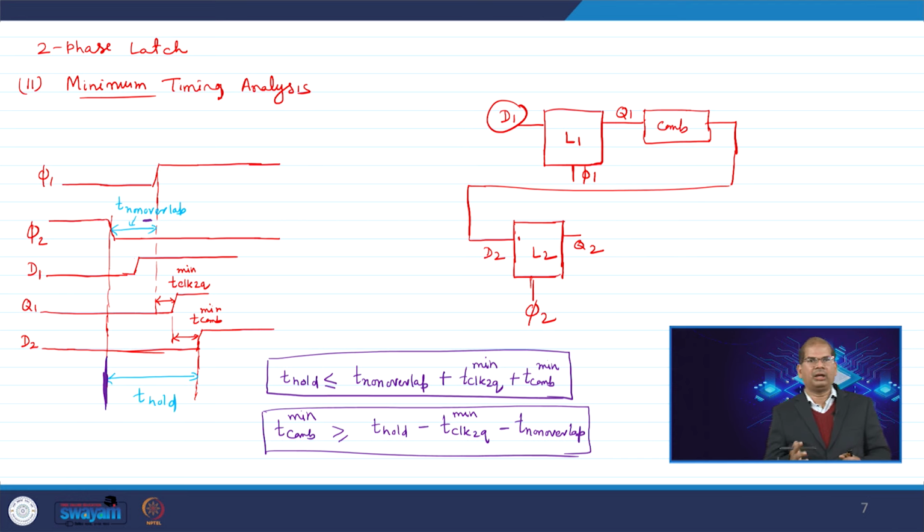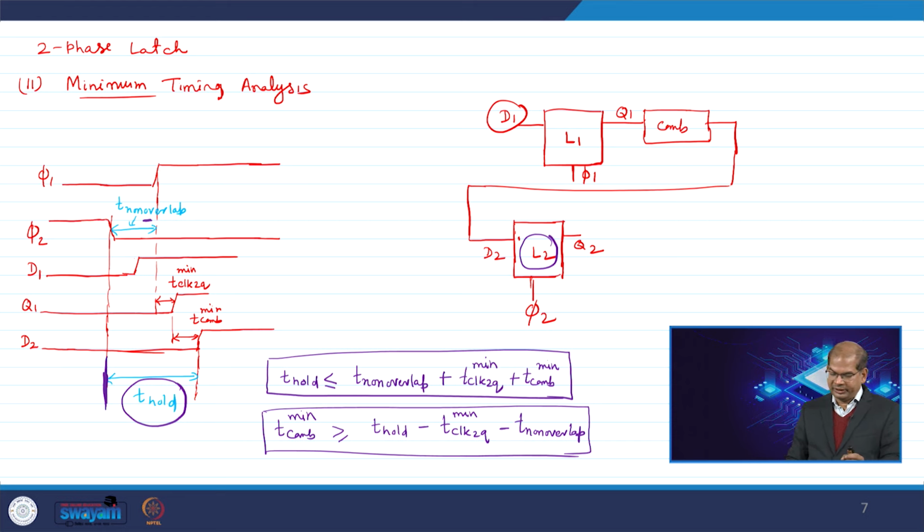Okay. But if the non-overlap time is larger, then your evaluation time for doing any operation through the latch also reduces. So, there is a trade-off between non-overlap time versus the available time for evaluation. So, we need to decide how much non-overlap time is suitable such that we can satisfy both performance and the hold constraint. So, I will add one more point here. This hold time, whatever it is, is a parameter of latch 2 which is determined by doing SPICE simulation. It is a constant number, we cannot change that once the latch is used, but we can change the non-overlap time, we can change the combinational minimum.